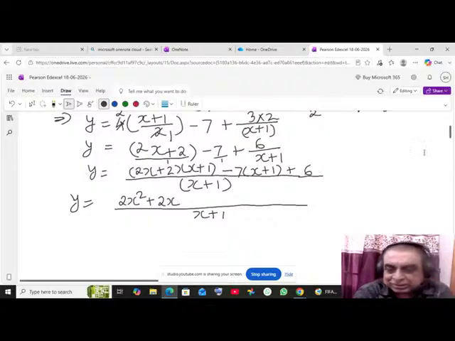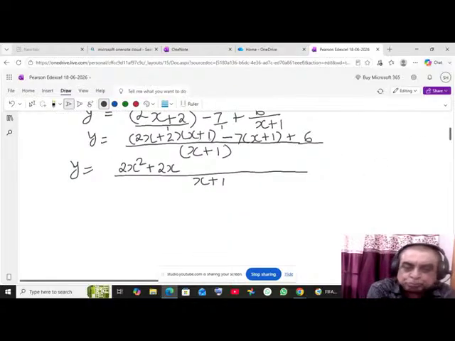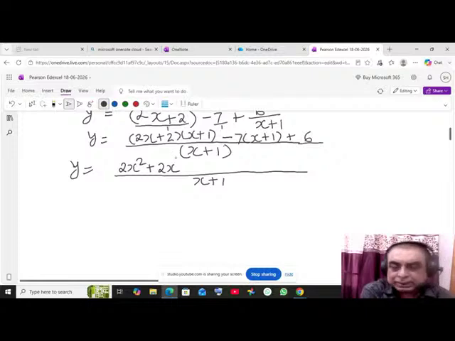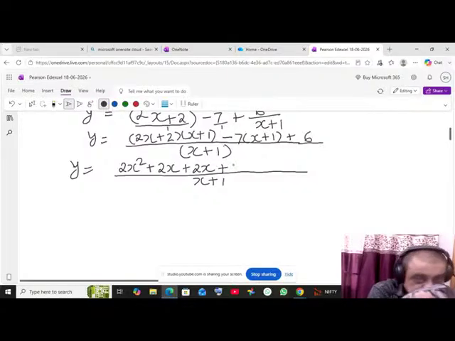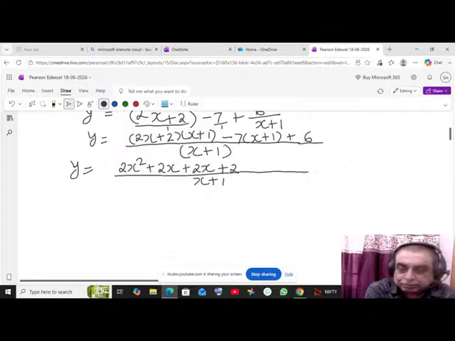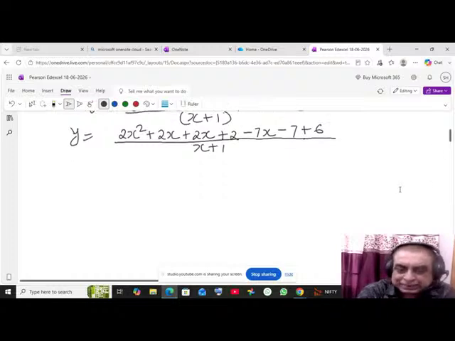Now next you multiply the second term of the first bracket with both the terms of the second bracket. Okay, so plus 2 multiplied with x is 2x, and plus 2 multiplied with 1 is plus 2. Okay, now you multiply minus 7 with both the terms within the bracket. So minus 7 times x is minus 7x, and minus 7 times plus 1 is minus 7, and plus 6. Now you simplify, add up the like terms.